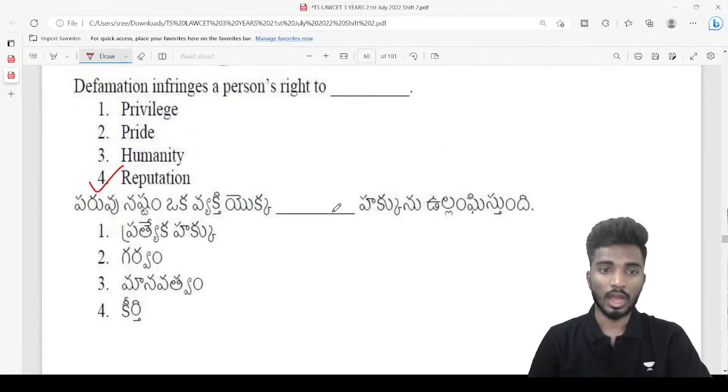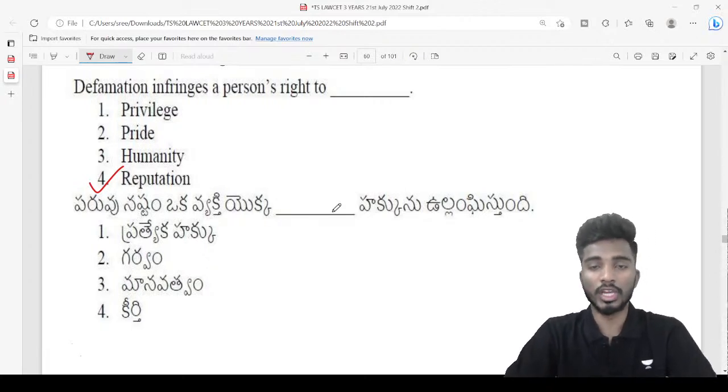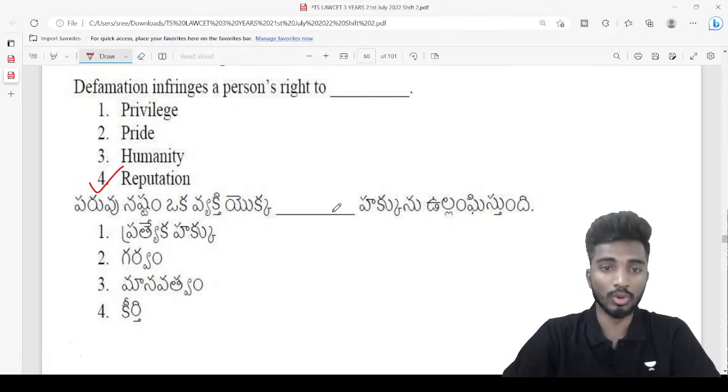Because after a person is living on this particular earth, for every person, your reputation is more important, right? So reputation is really important. It is almost equal to life.